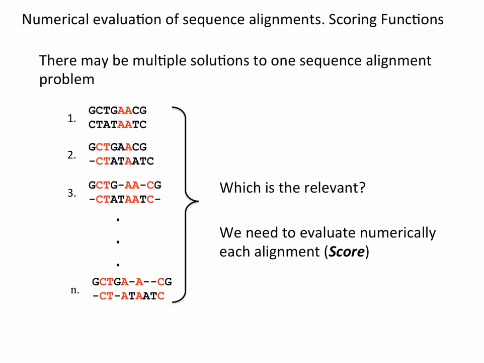But before we compare sequences, we need to define a metric to evaluate if these two sequences are similar or not. It is clear that we can align two sequences in several ways. So, which is the relevant one? For this, we need to evaluate numerically each alignment, a process known as scoring the alignment.